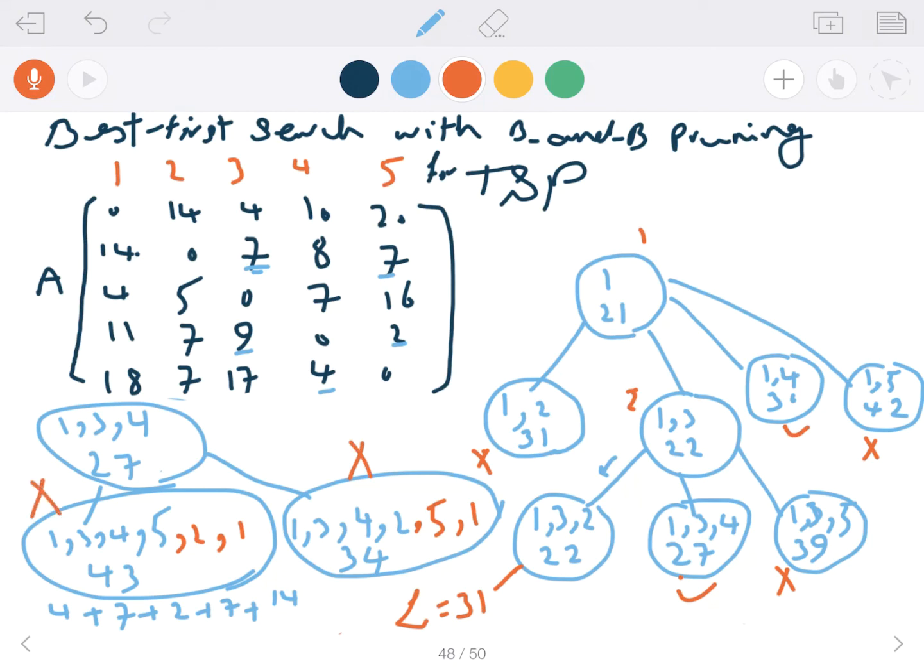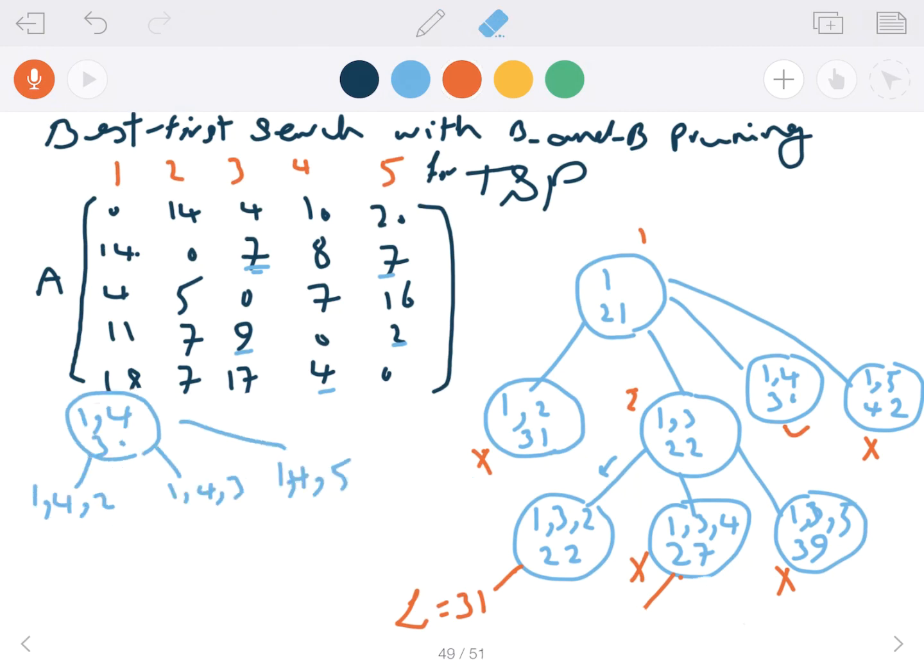And because this node didn't give us a better solution, this node also goes away. And here are the nodes that I expanded, so I'm going to mark them with a star. So now the only node that remains is the node 1 and 4, that we can expand and see what's going to be our best solution.